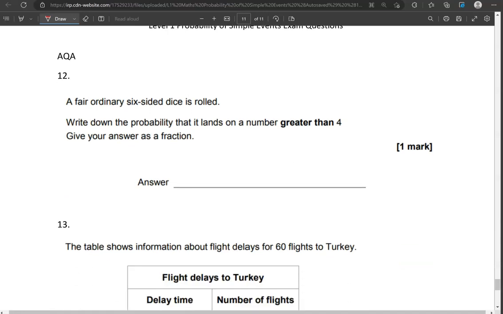A fair, ordinary 6-sided dice is rolled. Write down the probability that it lands on a number greater than 4. Give your answer as a fraction. So it's a 6-sided dice, so you'd have numbers 1, 2, 3, 4, 5, and 6. And we're looking for numbers that are greater than 4. So that is 5 and 6. So 2 numbers out of the total of 6, which is also a third if you want to simplify it.